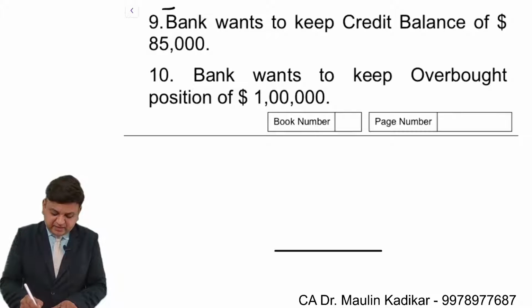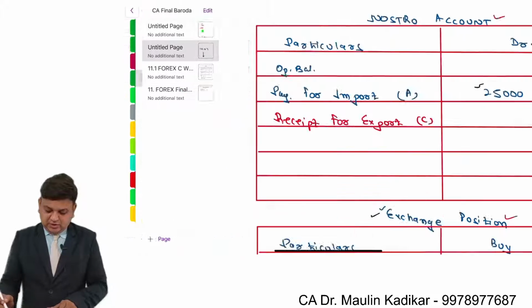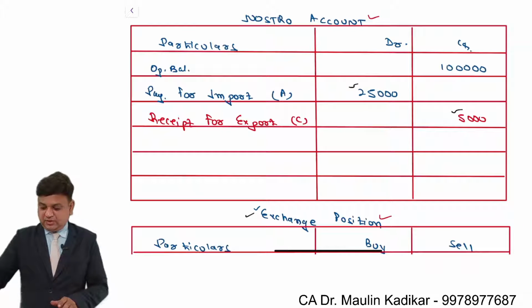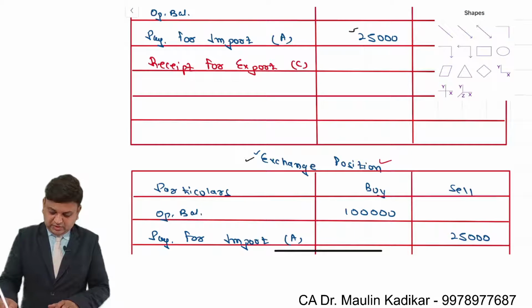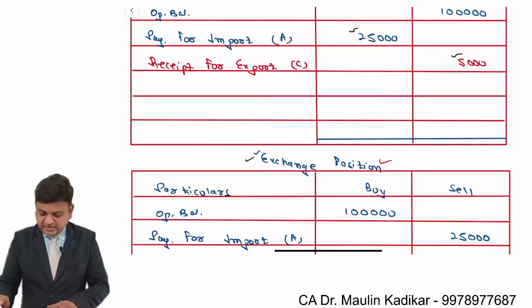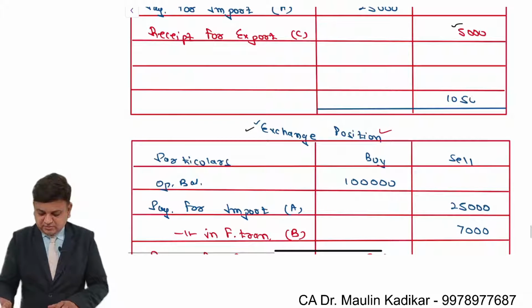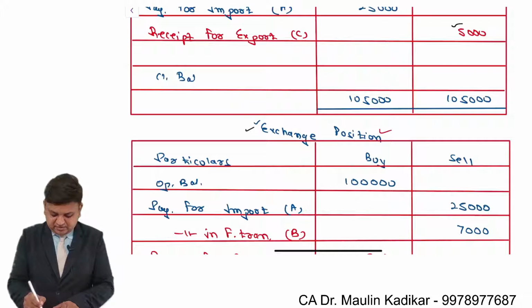Next information, bank wants to keep credit balance of $85,000. Okay. You can see, use your calculator, 1 lakh plus 5,000 minus 25,000. So the closing balance is 80,000. Okay. So over here, this is an amount of 1 lakh 5,000. This is again 1 lakh 5,000. So there is closing balance of an amount of 80,000.